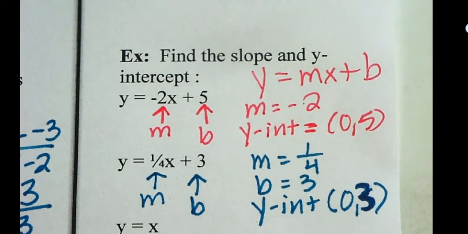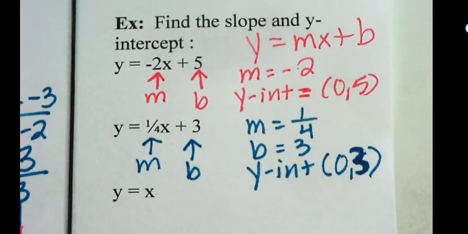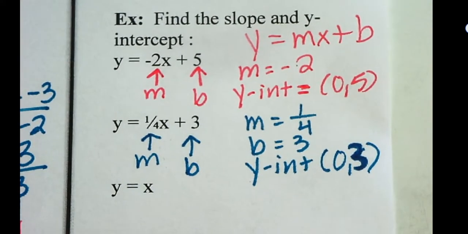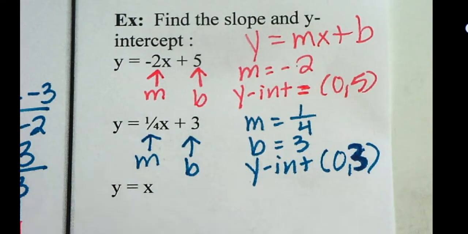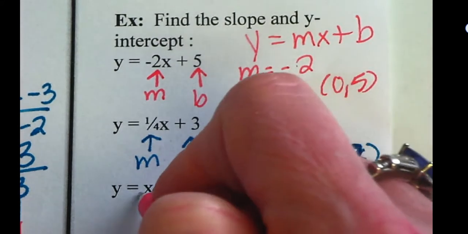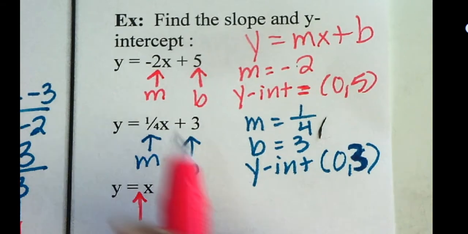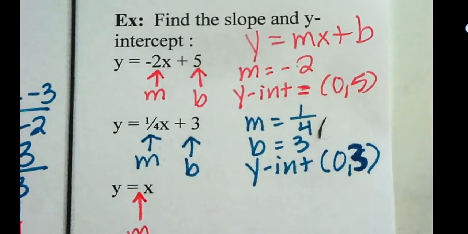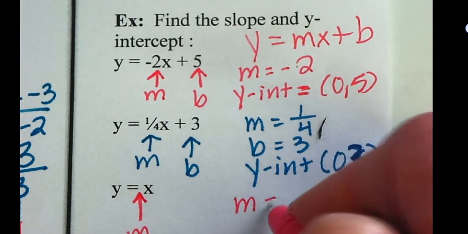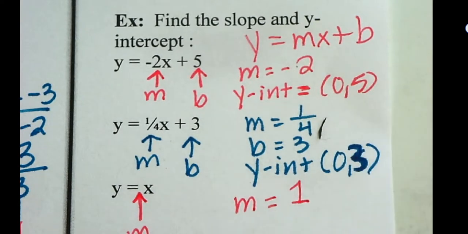And then the last one is a little trickier, but you just have to think about it. It's not too bad. So this time, it's still written in that format, y equals x. There's nothing in front of it. So if there's nothing in front of it, what is it? A 1. It's a 1. So m, the slope of this line, is equal to 1.